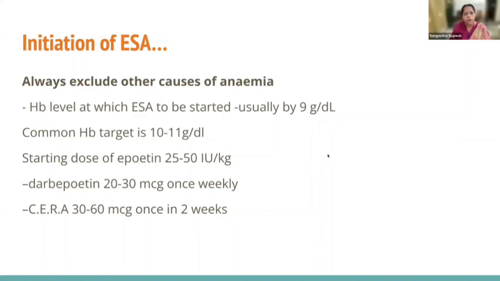The hemoglobin level at which ESA is to be started is usually 9 gram per deciliter, with a target up to 11 gram per deciliter. For erythropoietin, the starting dose is 25 to 50 IU per kg. Darbepoetin is 20 to 30 microgram once weekly. And for CERA, 30 to 60 microgram once in 2 weeks. We can usually give it once in a month also.